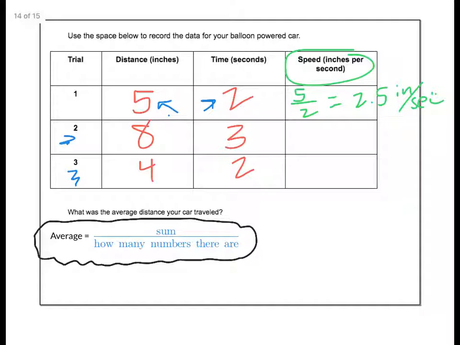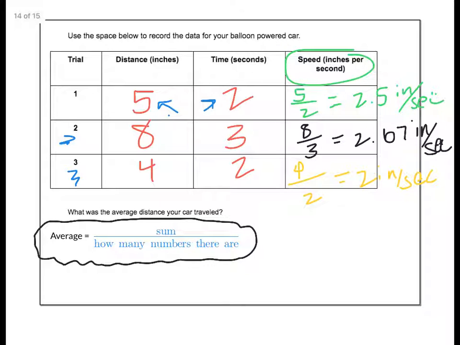For trial 2, it went 8 inches, so I'm going to do inches divided by seconds, 8 divided by 3 seconds, and that's about 2.67, and our units would be inches per second. In my last one, I went 4 inches in 2 seconds, so that would be 2 inches per second. So I finished that part of my table, and then there's another question here.